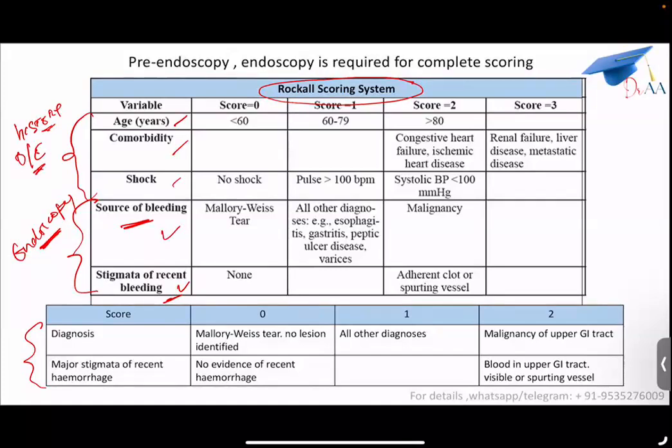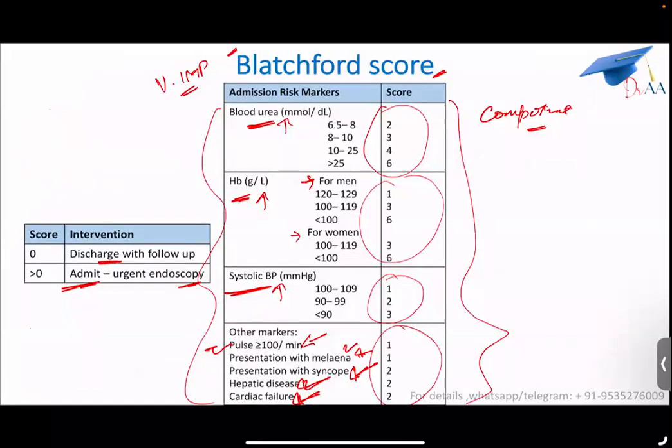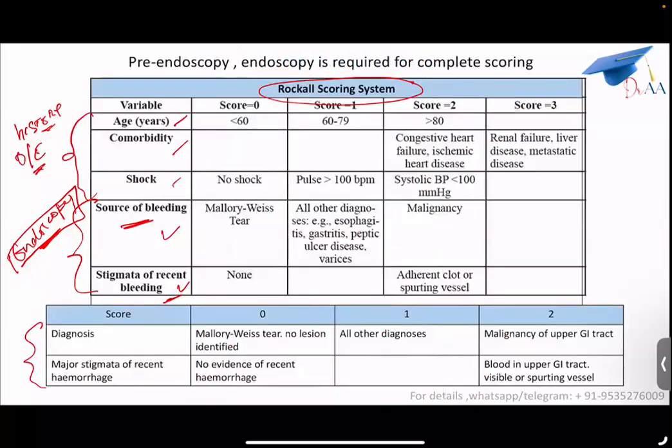That's the reason it's not preferred in the emergency department, because we don't always get an endoscopy done, and the scoring requires an endoscopy. For us, much more important is the Blatchford score. So it is not important to remember the Rockall score. It's important to remember that the Rockall score requires both pre-endoscopic and endoscopic variables to do a complete score.